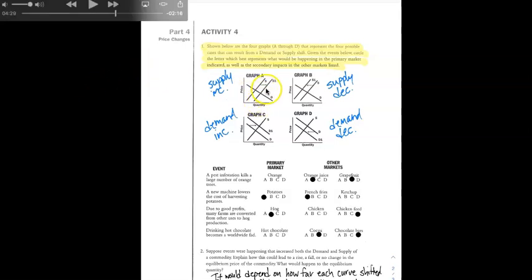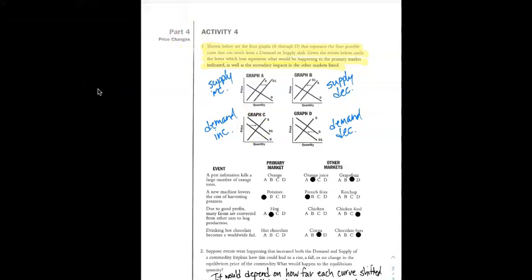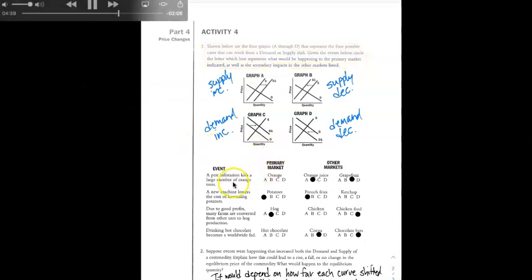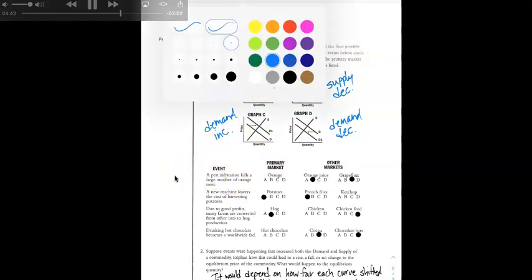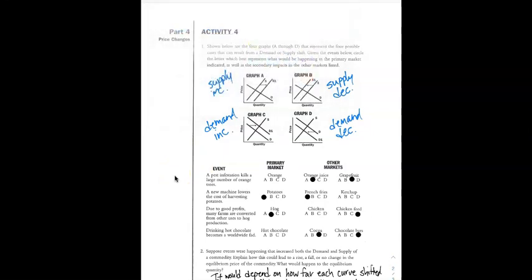And notice the thing you should be paying attention to is which way the arrows are pointing. Notice if it's pointing to the left, we're talking decrease. If it's pointing to the right, we're talking increase. So now what we're going to do is look at an event for an item in its primary market, and then figure out which of these graphs represents what's happening in that market. So the first one that we're going to look at, I think, is that a pest infestation kills a large number of orange trees.